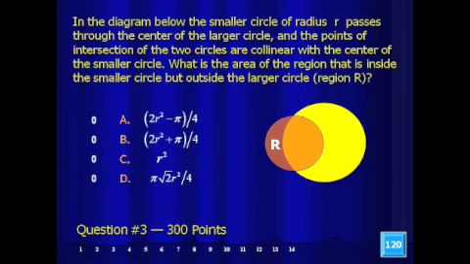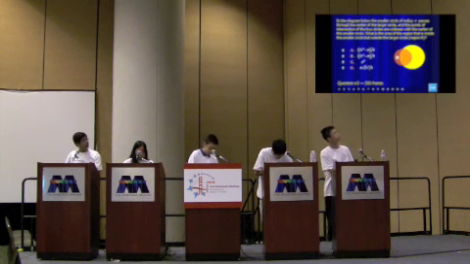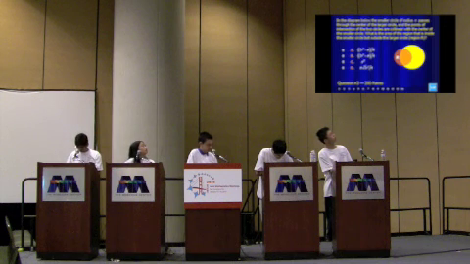The region we've labeled capital R, kind of dark orange or brown. Is it A, 2r squared minus pi, that quantity over 4? B, 2r squared plus pi, that quantity over 4? C, r squared? Or D, pi times the square root of 2 times r squared, where the r squared is not inside the square root sign, over 4. Everyone understand the question? All right, it's worth 300 points, and you have 2 minutes.